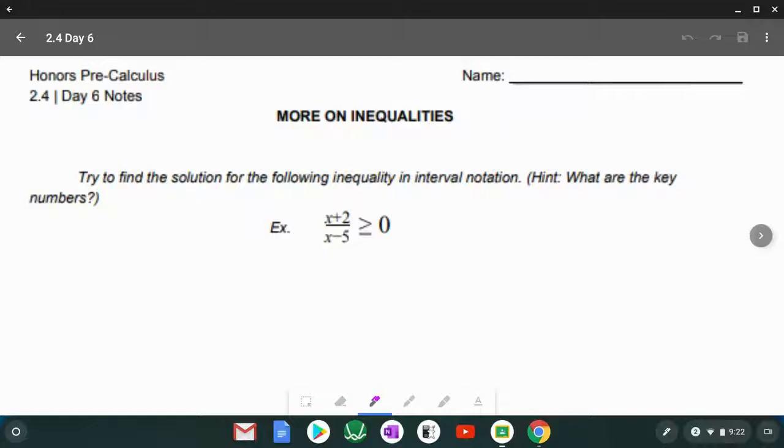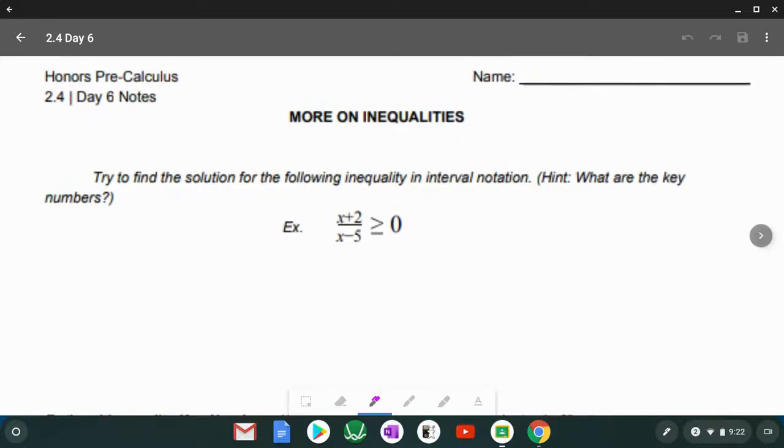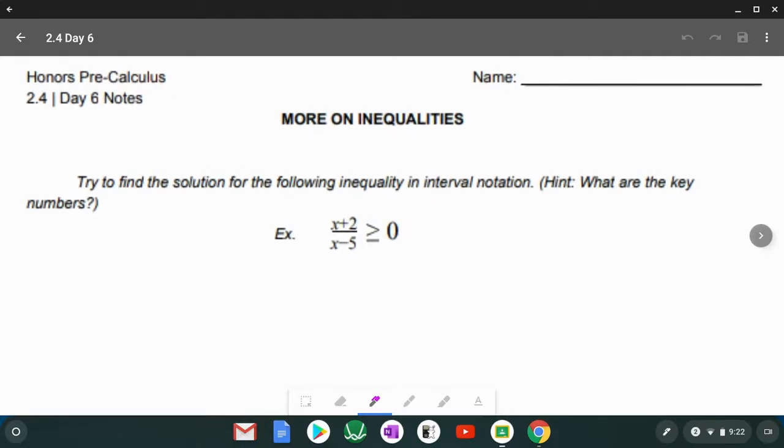So today we're going to work on 2.4, day 6, very similar to what we did yesterday, but instead of polynomial inequalities, we're going to be working with rational inequalities. So if you want to go ahead and pause the video and work on this problem to start right here, give it a shot, see if you can figure out how to do some rational inequalities.